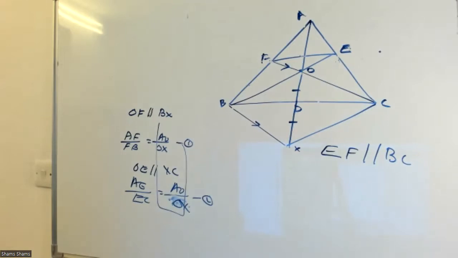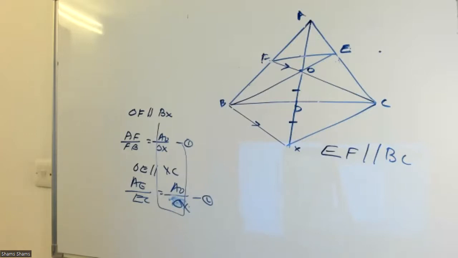In triangle ABX, look at the figure. In triangle ABX, OF is parallel to BX. In brackets, you can write OF is the extended part of OC. Not writing it is also no problem. OF is parallel to BX.